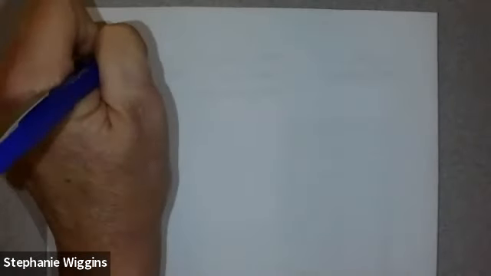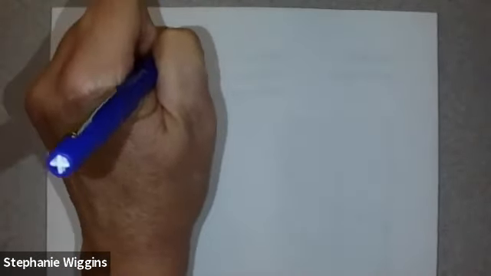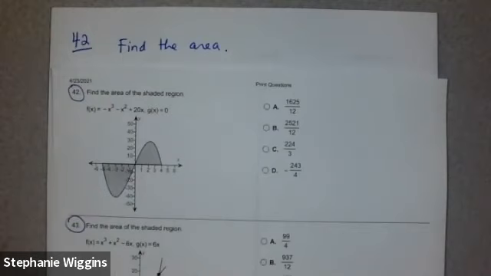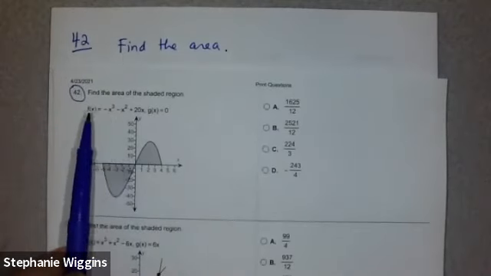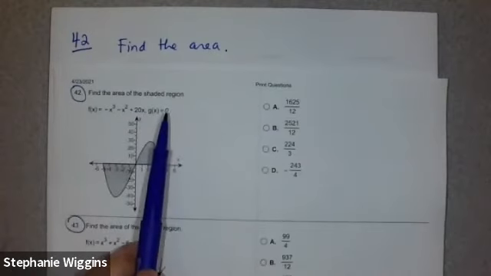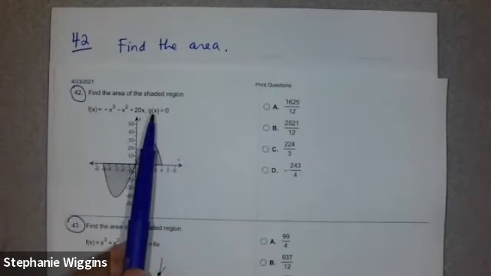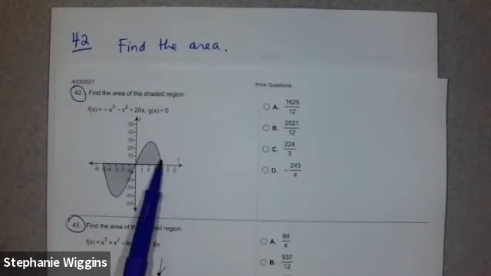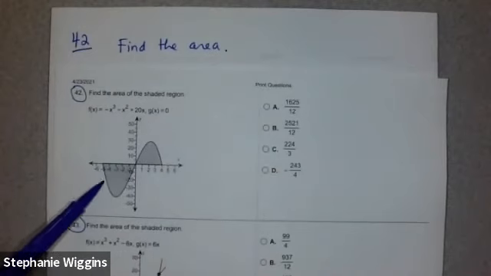We have a function. It says find the area of the shaded region. And it gives us a picture here. Okay, so we have a function f of x, and then g of x equal to 0. Well, that's just the x-axis. So you want to find the area bounded by those two curves, and the x-axis is one function, and the other function is your f, which is this curve right here.